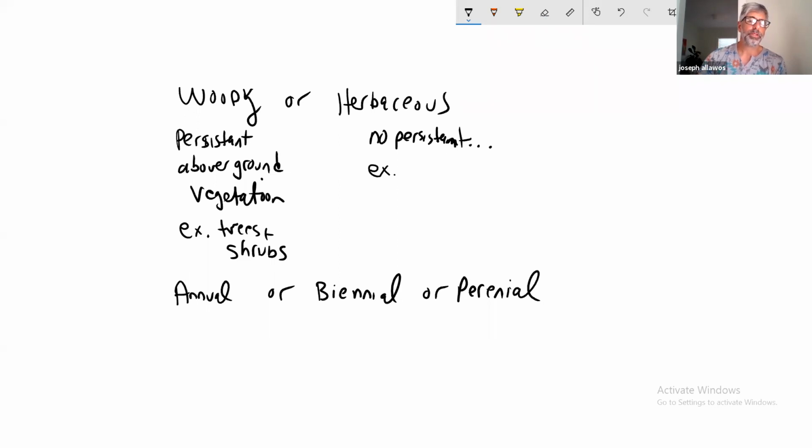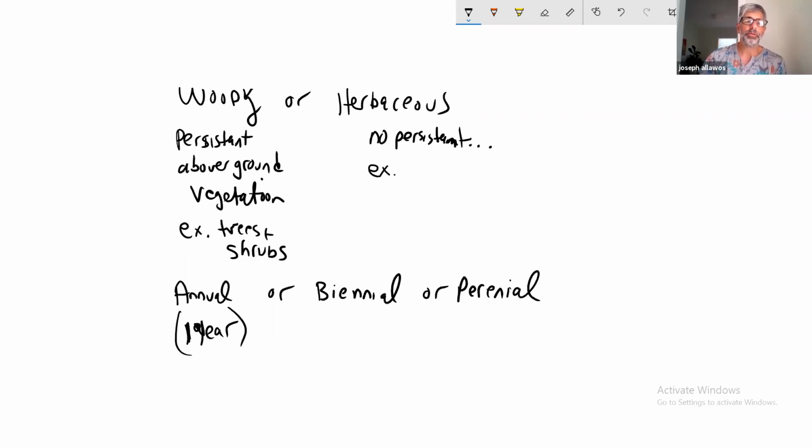Okay. What does this mean? How long? It has to do with how long it takes for the plant to grow and complete its life cycle. Annual plants live 1 year. They start from a seed, they grow vegetatively, they flower, they fruit, they make a crop of seeds, and they die, all within 1 year of time.